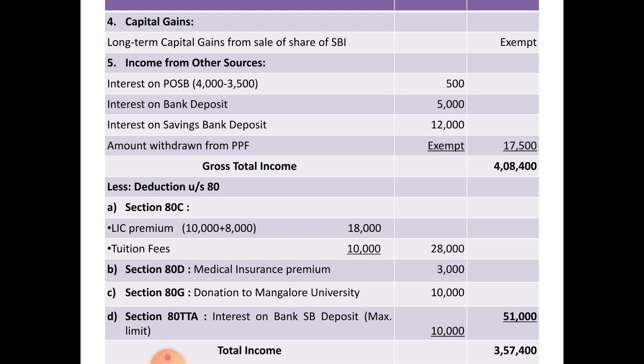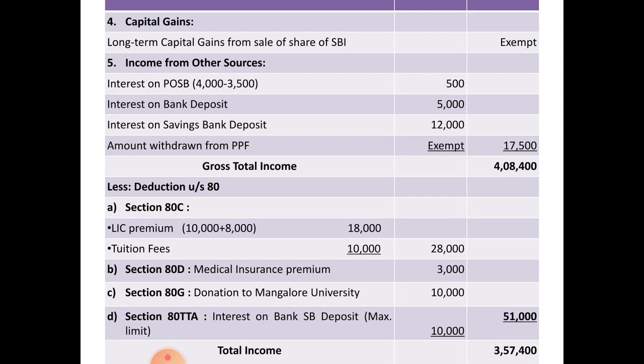Next head of income is capital gains. Long-term capital gains from sale of shares of SBI is given, that is exempt from tax. Next one, income from other sources. First one, interest on post office savings bank account up to 3,500 is exempt. So balance 500 is taxable.